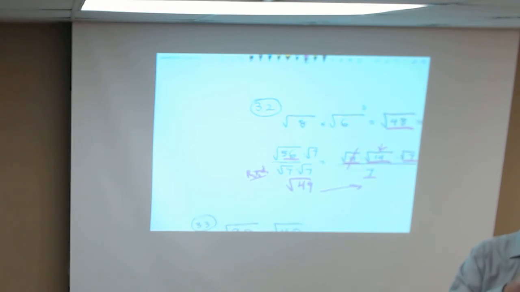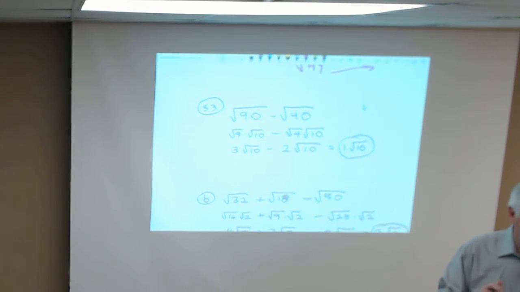Number 33. You can't subtract until you simplify. So 9 times 10 is 90, and that becomes 3 radical 10. And 4 times 10 is 40, and that becomes 2 radical 10. And 3 of these minus 2 of these equals 1 of those.